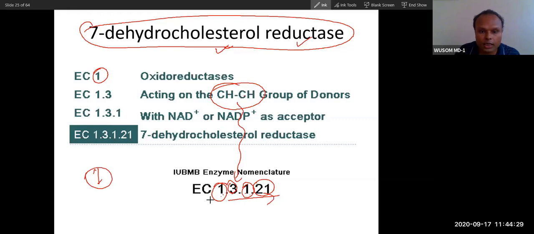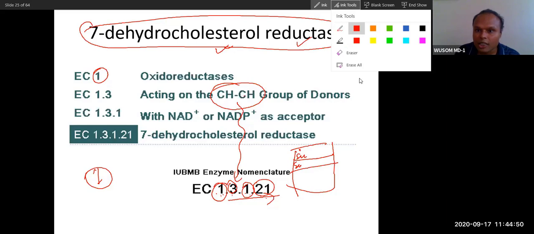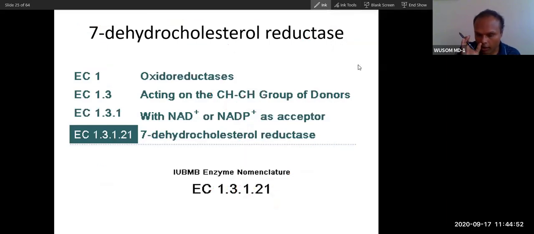So this is oxidoreductase. This is 1.3.1.21. The last is the serial number. This is class, subclass, subclass, and then serial number. As I have told you, you make a box. This box is the class. This is the subclass, and then again you make a subclass, and then the serial number. This is how an enzyme is specified. Every enzyme is specified by giving a number based on the type of reaction that the enzyme catalyzes.